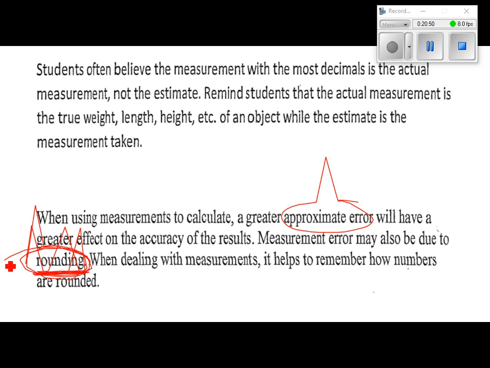A lot of times with rounding, this is one of the things I was saying earlier. With rounding, you got to have some common sense. When you're rounding stuff, you got to have common sense.